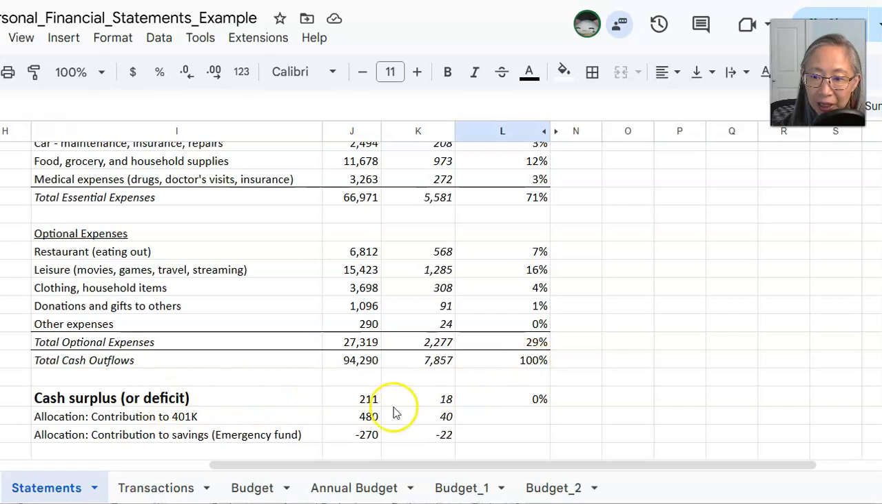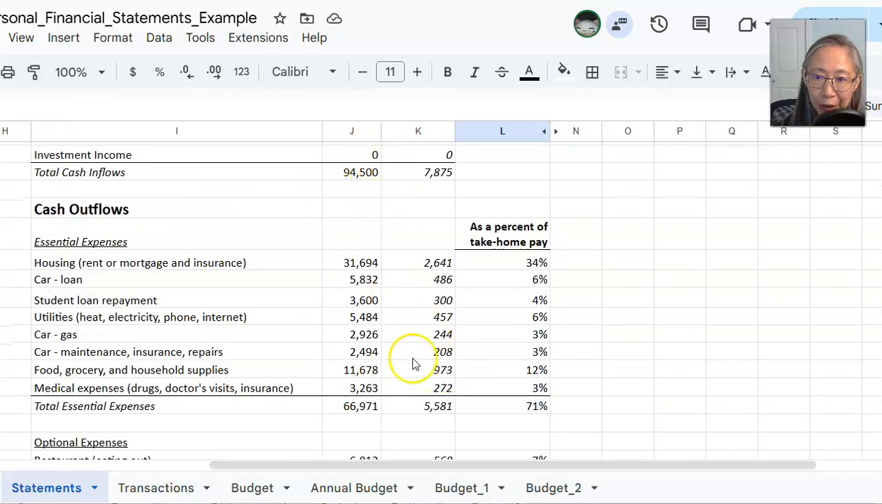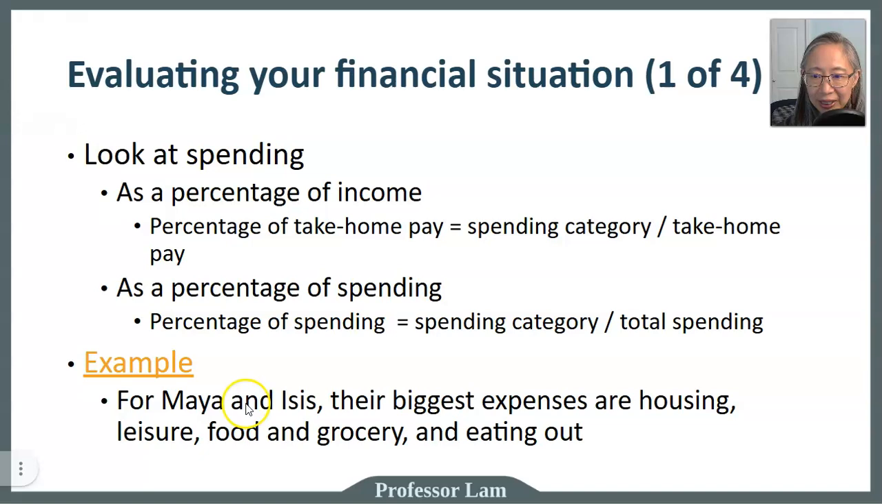If you look at their cash surplus, their total cash outflow is $94,290. Their take-home pay is $94,500. So over the entire year, they have $211 in surplus. So it's virtually zero. They basically spend all the money that they take home. So you can see in our example, for Maya and Isis, their biggest expenses are housing, leisure, food and groceries, and then eating out.